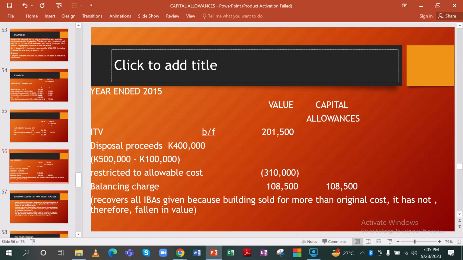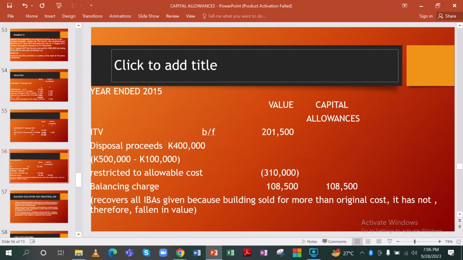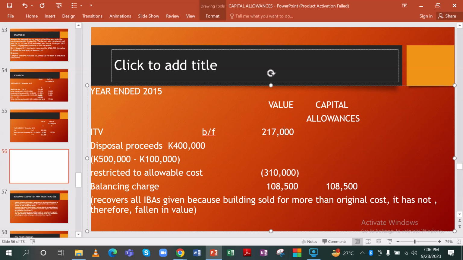2014, what happens? We are selling off the building. So we had income tax value carried forward from 2013 of 217,000. That is what we start with, 217,000 kwacha, brought forward. Let me see, 2014.